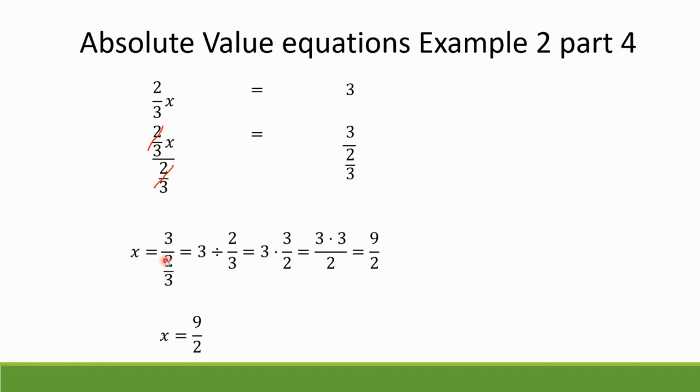And it's just like before, right? We have 3 divided by a fraction. So what do we do here? We multiply by the reciprocal. In other words, we take this fraction, turn it upside down, take its reciprocal and multiply. We get 3 times 3 over 2, which is 9 over 2. That's our second solution.